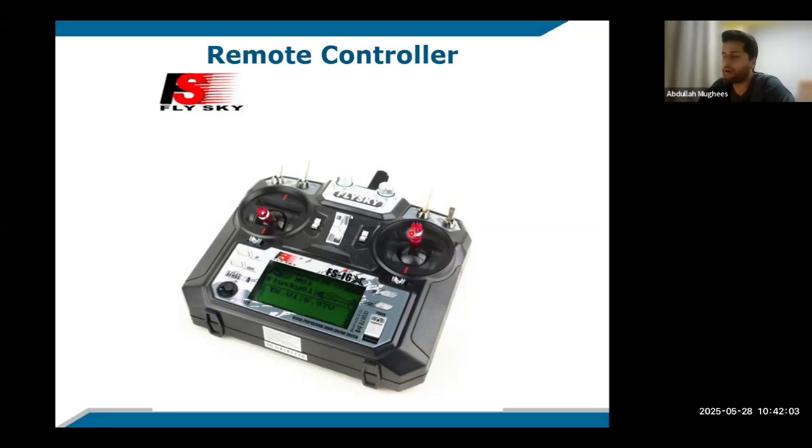Moving this stick forward will make the drone go forward. Moving it backward will bring the drone backward. Moving this stick to the left side will make the drone go left, and moving it right will make it go to the right. Then we have these toggle switches. These switches can be used to assign different functions that you might want your drone to perform.